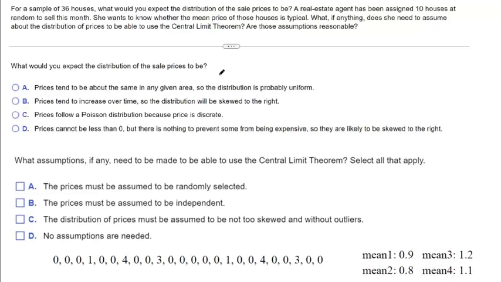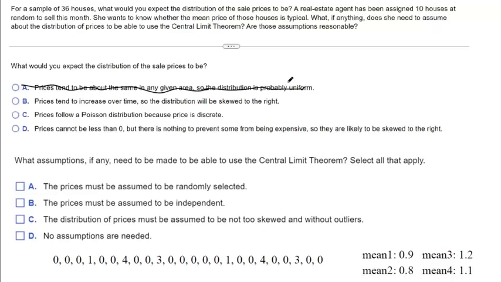So that's why we're digging into this data more. We have only 10 houses, so we can't assume that the mean price is going to be approximately normally distributed. I'm trying to think of why they want to know whether it's bell-shaped or not. But would you expect the distribution of sales prices to be A, that prices tend to be about the same in any given area? That's not true, because you have different size houses, unless you live in a community where every house is the same. I guess some people do live in those communities, so A is kind of a confusing option for those people.